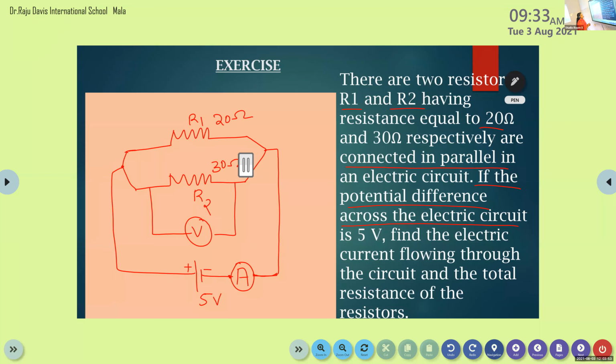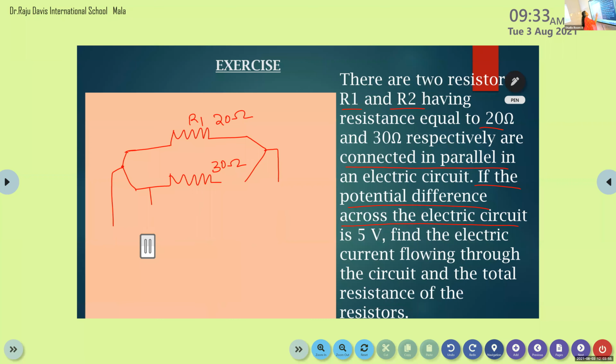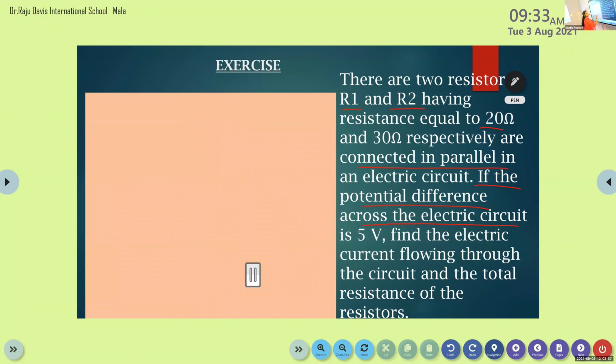All these values are provided here. So you must know how to construct a circuit in parallel and series combination. Here R1 is equal to 20 ohm, R2 is equal to 30 ohm, and the potential difference V is equal to 5 volt. What is our first question? Find the electric current flowing through the circuit.